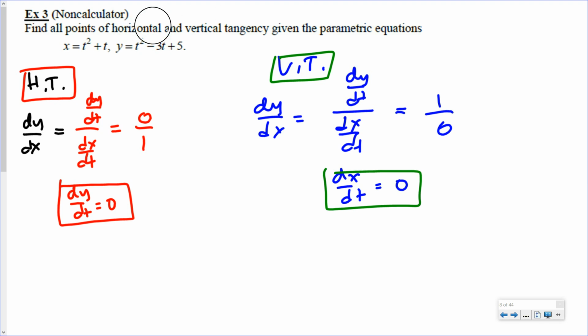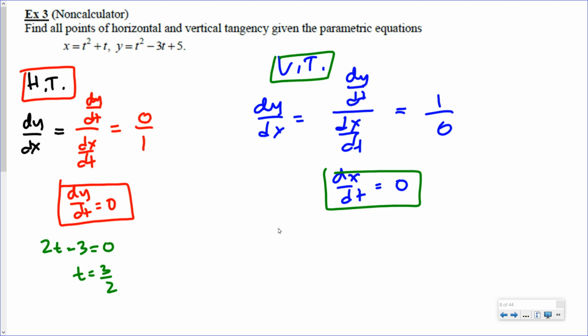So let's find the horizontal and vertical tangent lines here. All right. When x is equal to t, oops, let's do the y. When y is equal to t squared minus 3t plus 5, what's dy/dt going to be? 2t minus 3, okay, is equal to 0. Therefore, t is equal to 3/2, right? Okay, now I got to stop here because I got to figure out, did I answer the question? The question said, find the point where there's a horizontal and vertical tangent line.